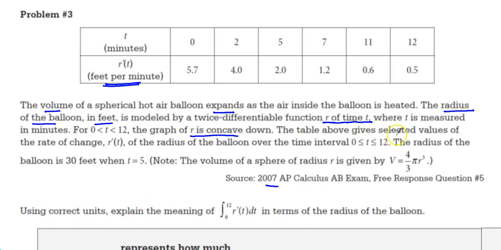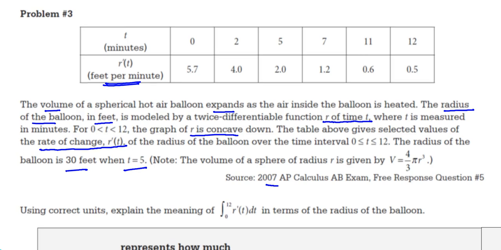The table above gives selected values of the rate of change, R prime of t, of the radius of the balloon over the time 0 to 12. The radius of the balloon was 30 feet when t is equal to 5. Initial amount was 30. Now, this is again part of the question only, not the complete question. So, let's see what we are trying to interpret and what we are trying to find.